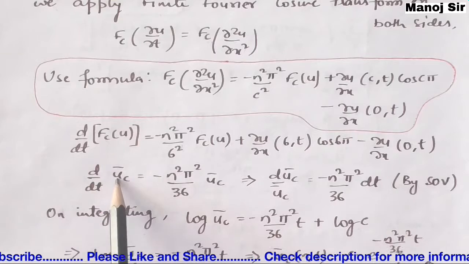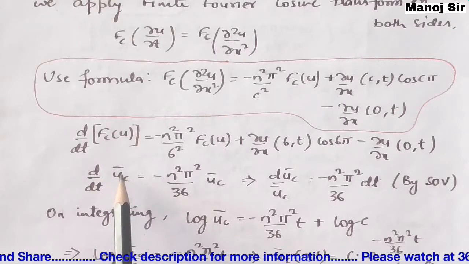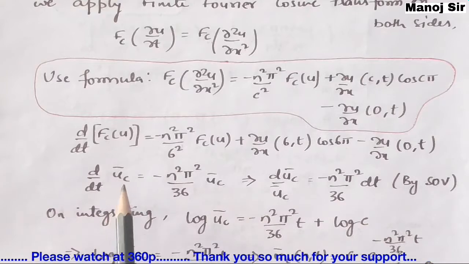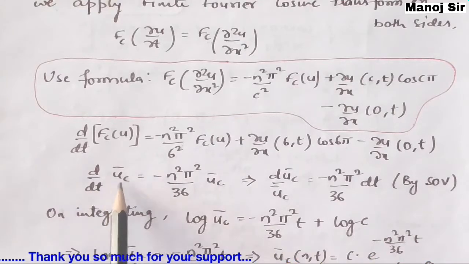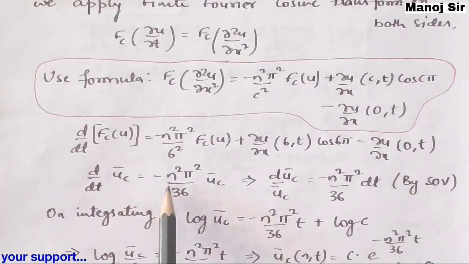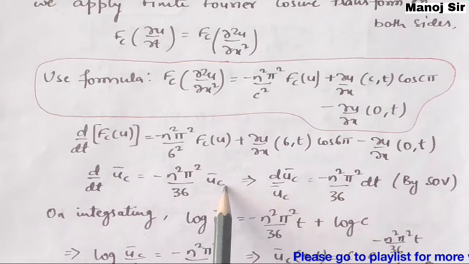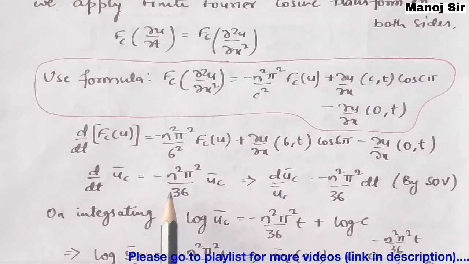Okay, u bar c, which is a function of n and t. Okay, so d upon dt of u bar c equals minus n square pi square upon 36 times u bar c. Now we'll apply separation of variables.